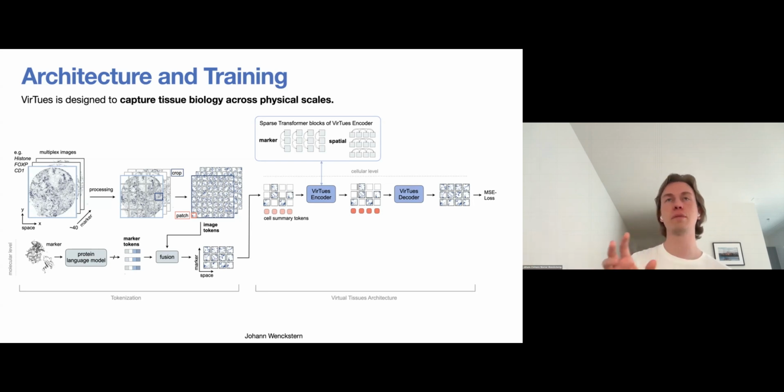And this additionally induces some bias that the cell summary tokens actually correspond to a specific position, since one cell summary token is not able to attend to, let's say, a token at a completely different position.